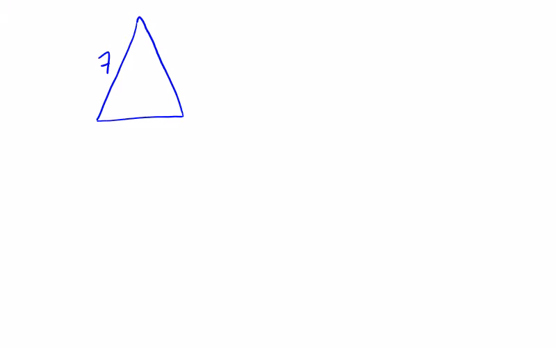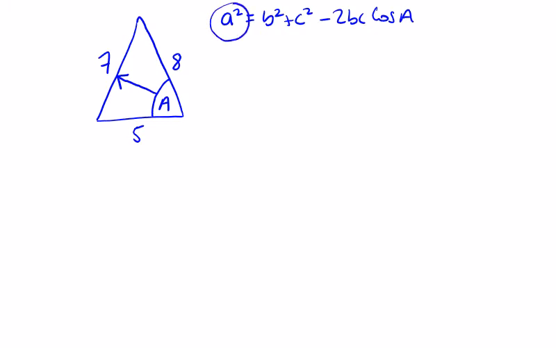So we have 7, 5, 8, and we're looking for this angle. We'll call it A. So all you need to remember from the formula, we'll write the formula again. A squared is equal to b squared plus c squared minus 2bc cos of the angle opposite the side. And this is the side opposite the angle. So in this case, we're going to have 7 squared is equal to 8 squared plus 5 squared minus 2 by 8 by 5 by the cos of A.